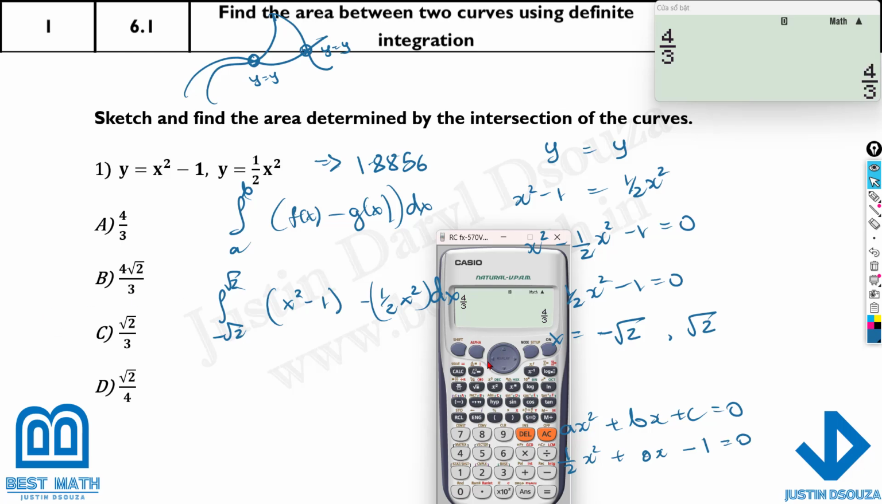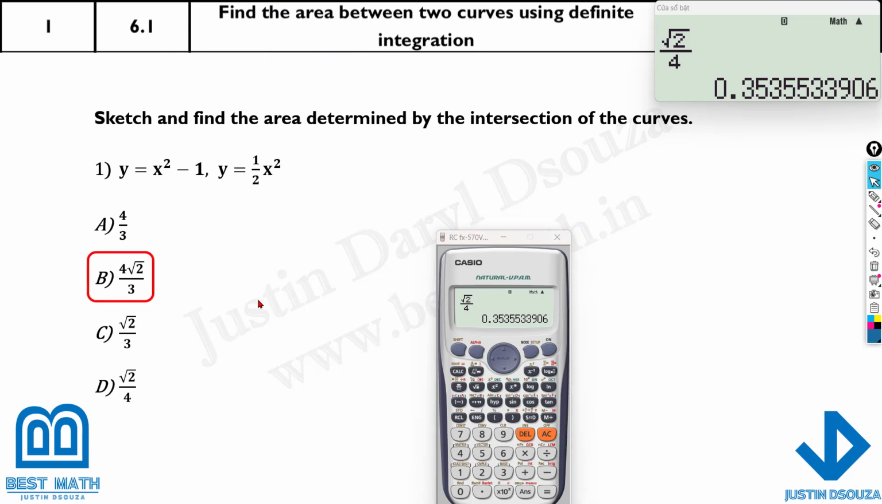So let's try the next one. 4 root 2 divided by 3. Is it correct? Yes. So option B is the correct answer. But I'll just do the other ones as well. Square root 2 by 3 is wrong. And lastly, we have 2 by 4, which is also not the correct answer. It's wrong. So option B is the correct answer.